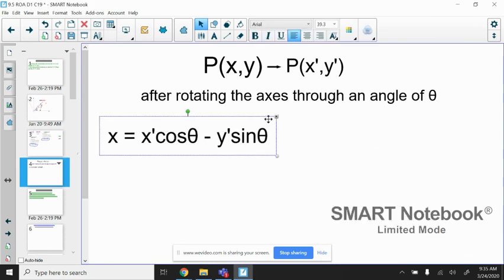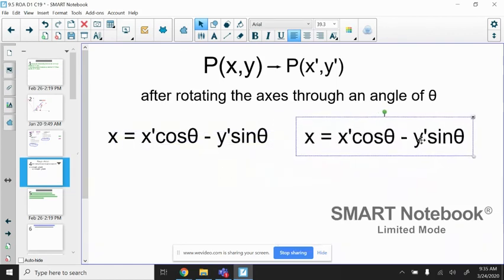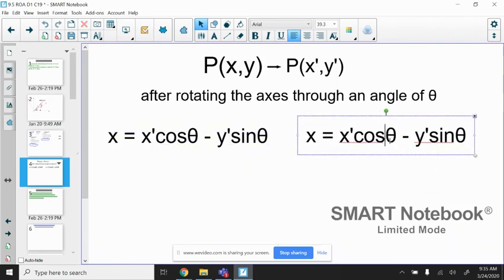And then the other rotation formula is, to understand the concept of the y coordinate, it is going to be equal to x prime times the sine of theta plus y prime times the cosine of theta.